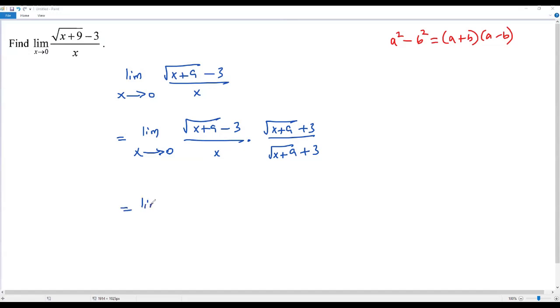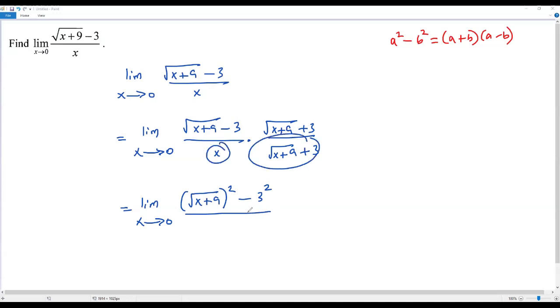That is, limit as x approaches 0. To get the product of these two binomials, let me square the first term, that is the square root of x + 9, the whole squared. We take a negative sign, and we square the second term, that is 3 squared. And we multiply the two denominators we have here. Then I'm getting x times (square root of x + 9 + 3).